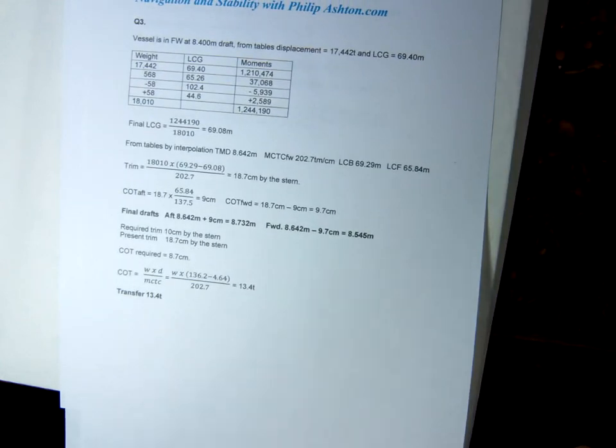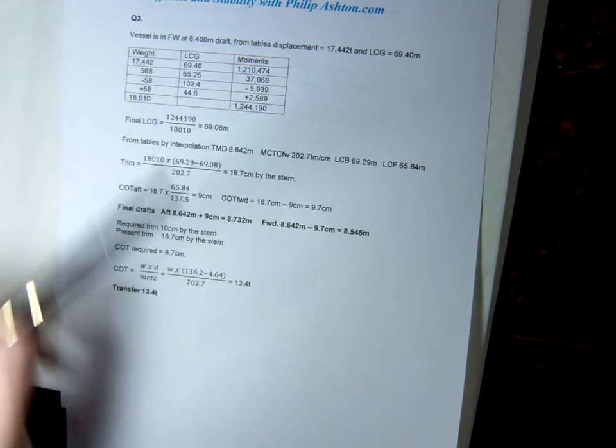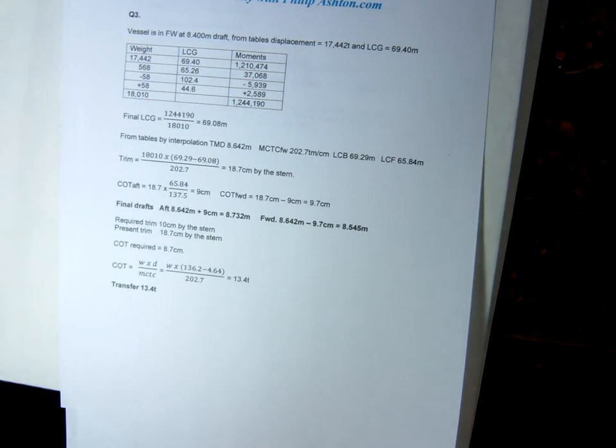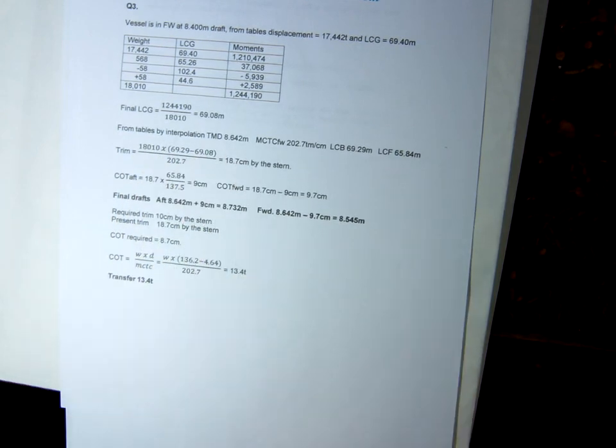So definitely recommended to highlight the fact that you're in freshwater. And of course at even keel, LCB and LCG are the same value. So standard table, final LCG, we had to interpolate to get our various values. We got the trim, and by my calculations I got the drafts 8.732 and 8.545.